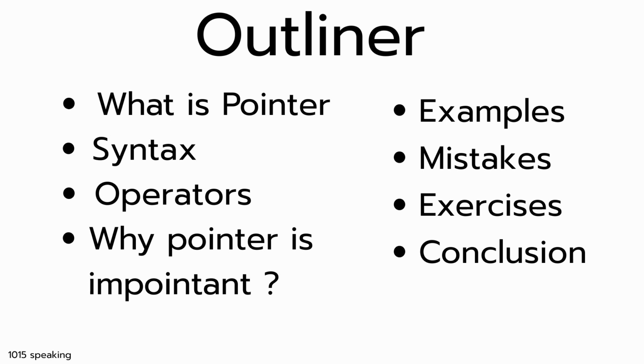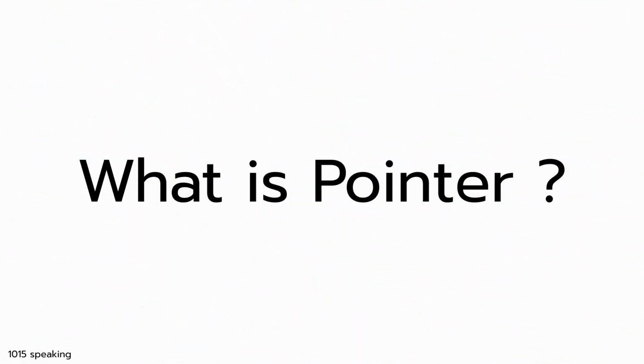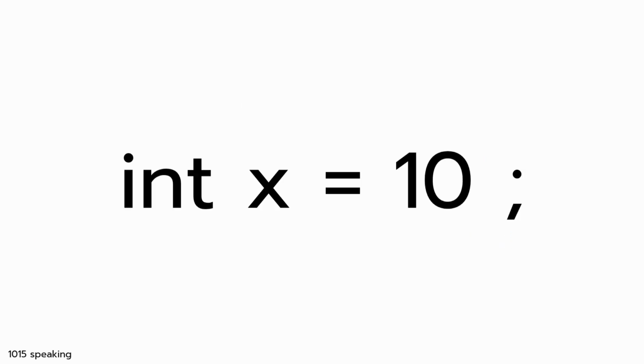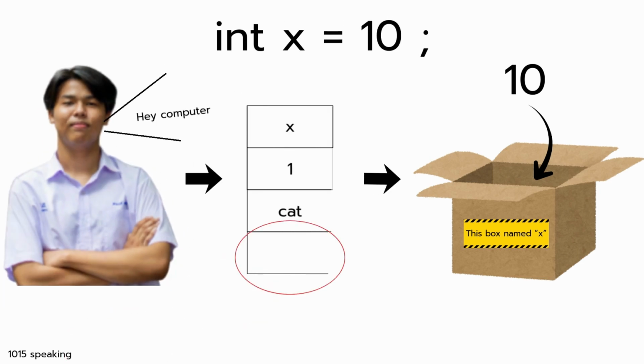Now, before we talk about syntax or symbols, let's answer the question. What exactly is a pointer? Let's start with a simple mental model. Imagine your computer's memory as a giant neighborhood full of houses or boxes. Each house can hold something inside, like a number or a letter. When you write x equals 10, you're basically saying, "Hey computer, please find me one empty house, label it x, and put the number 10 inside."